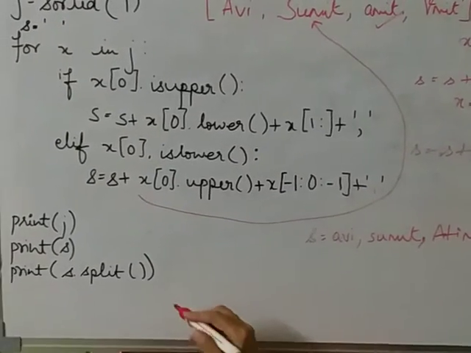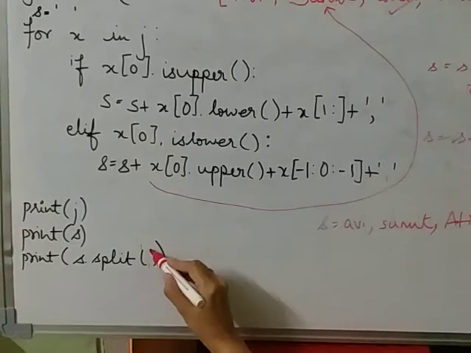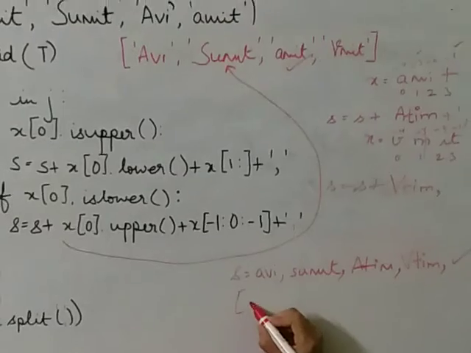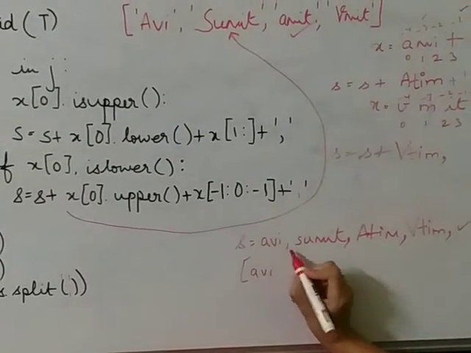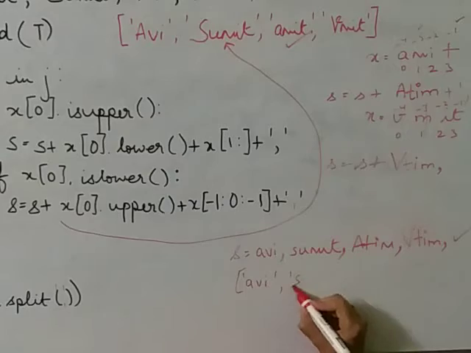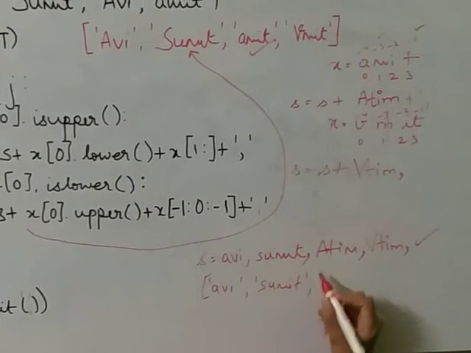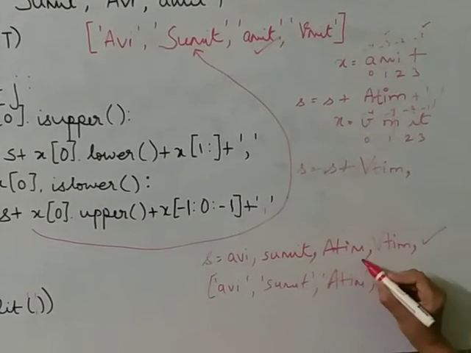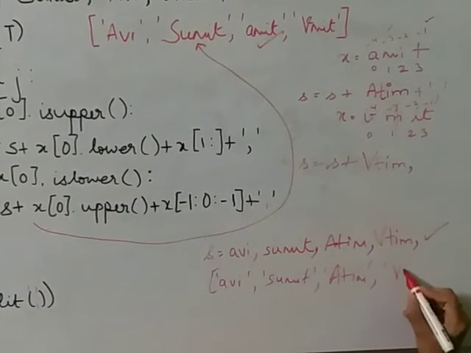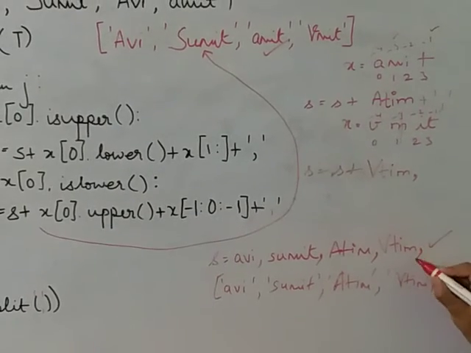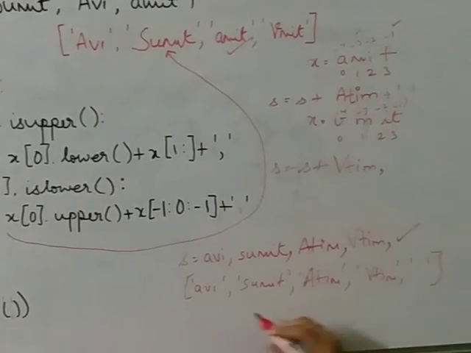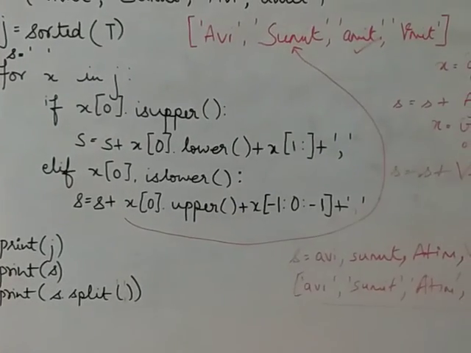And suppose we are splitting on the comma, then the answer will be Avi for the first one, and then Sumit, and then this one ATIM, as it is splitting on this basis. Then the next one is this, and again on this basis, as there is nothing after the last comma, it will be an empty one. Like this, the whole will be the answer if we are having comma as a separator in the split.